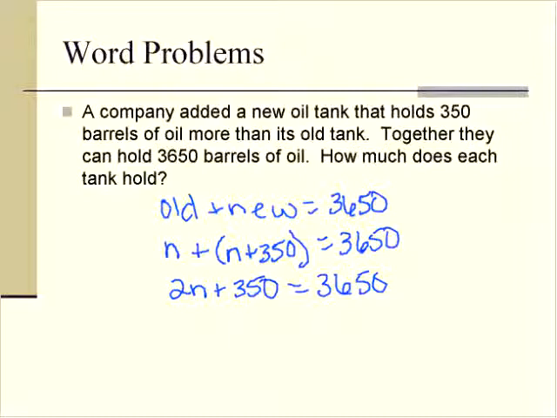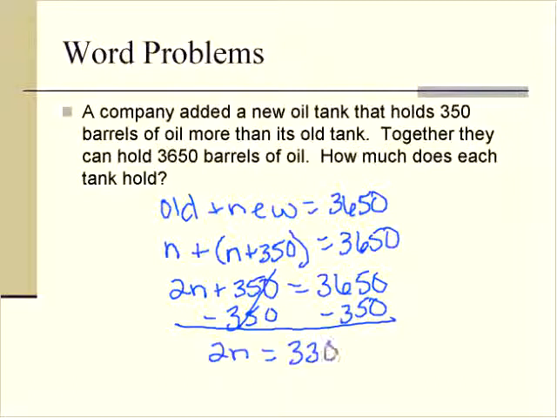So I need to undo my addition first. I'm going to subtract 350 from both sides. Bring down my 2n. And then I'm going to have to undo this multiplication. I'm going to divide both sides by 2. So I'm going to get that 2 goes into 3 1 time. 2 goes into 13 6 times with 1 left over. 2 goes into 10 5 times.